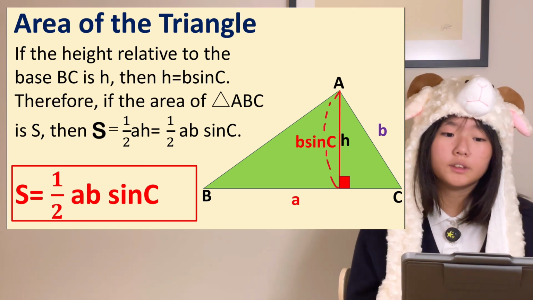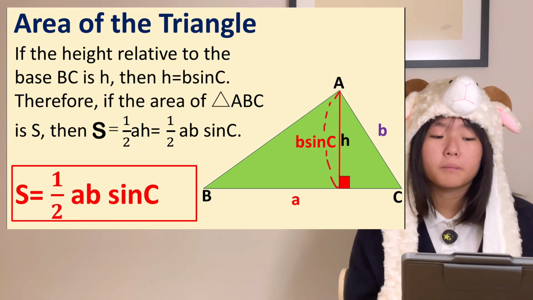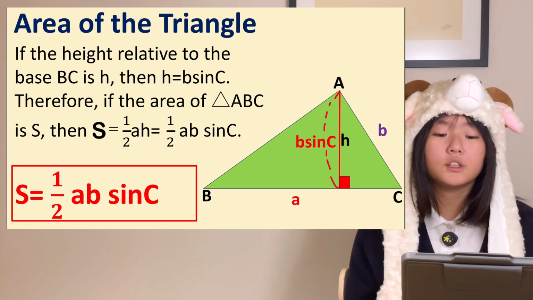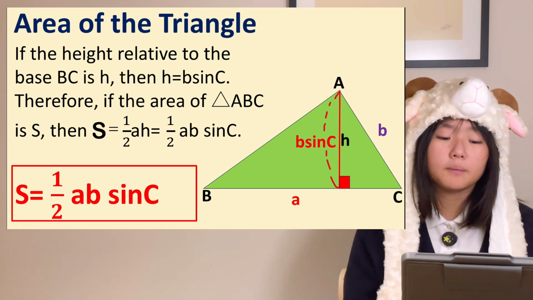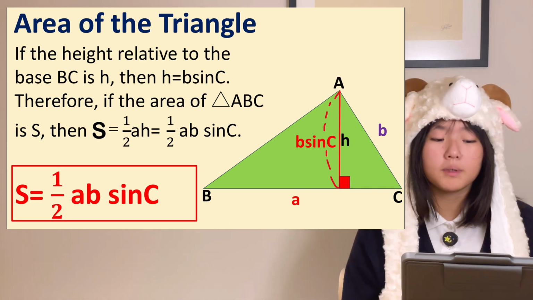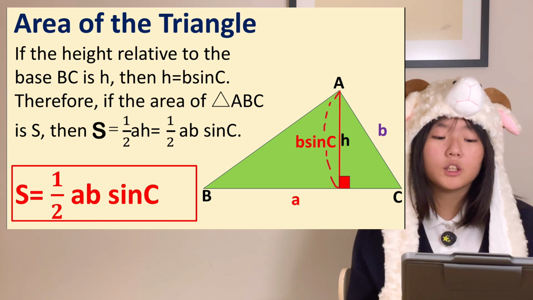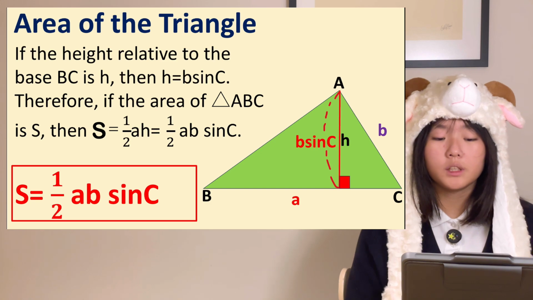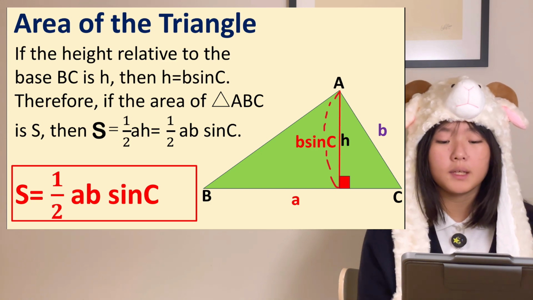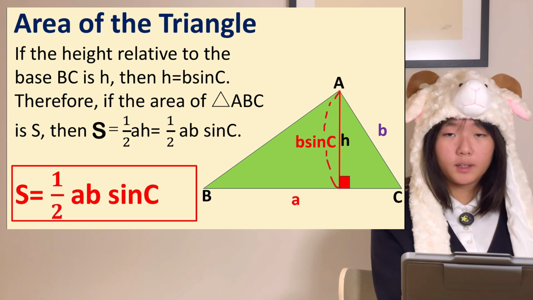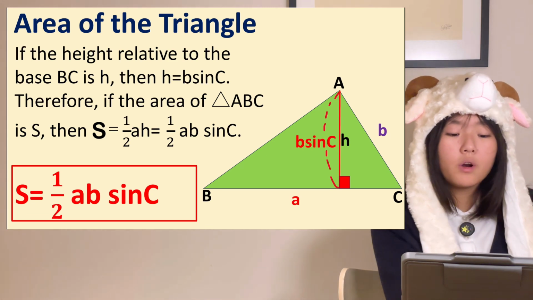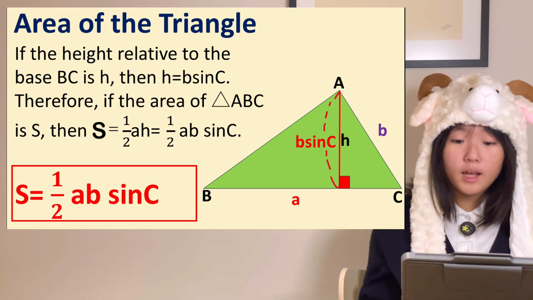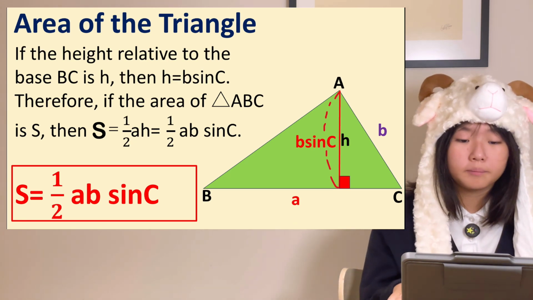Now I'll teach you how to work out the area of a triangle. If the height relative to the base BC is h, then h equals b times sine uppercase C. Therefore, if the area of the triangle ABC is S, then S equals 1 over 2 times a times h, which equals 1 over 2 times a times b times sine C. The formula is S equals 1 over 2 times a times b times sine uppercase C. And on the right, you can see what the triangle would look like.